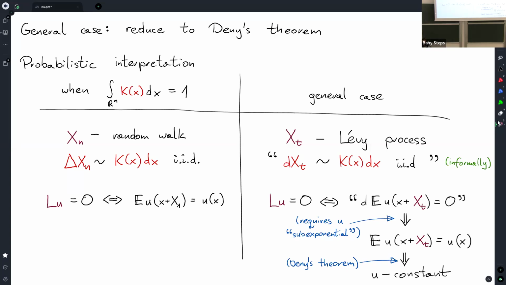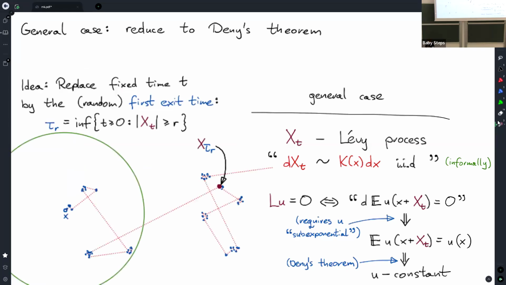So this is the approach taken by Becker and Schilling, and they struggled hard to overcome this difficulty, but they were unable to, as far as I talked with them. And with Tomek Grzywny, we figured out a way to improve that, which is as follows. The key idea is that instead of considering a fixed time t here, you consider a random time, what is called the first exit time.